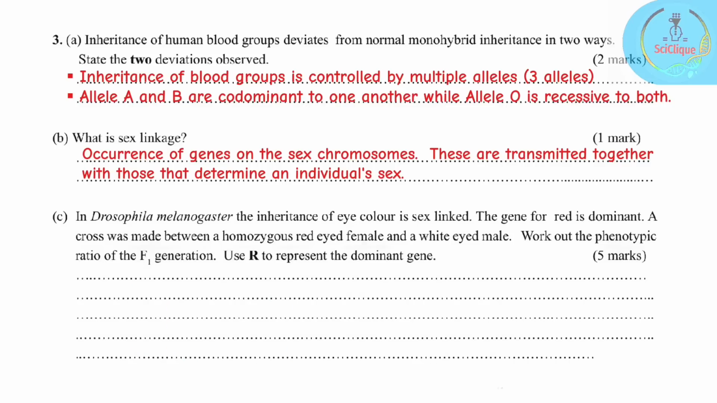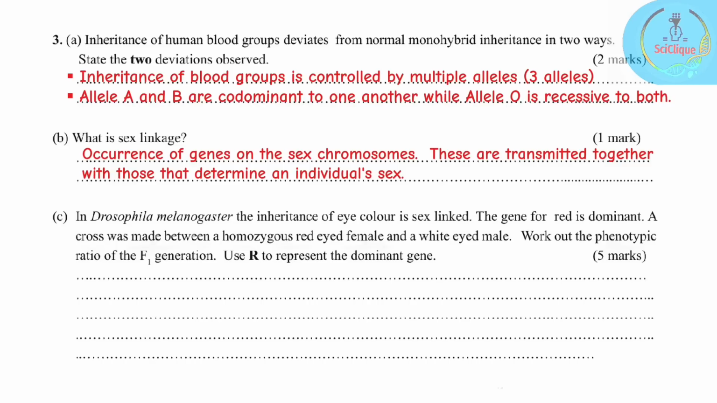Part C. In Drosophila melanogaster, these are the fruit flies, the inheritance of eye color is sex-linked. Okay, let's stop there. So this means that the alleles that are responsible for determining the eye color of the Drosophila melanogaster are present on the sex chromosomes. Are they going to be present on the X chromosome or the Y chromosome? X chromosome most definitely. Whenever you see a question such as this, and it's talking about eye color in fruit flies, then this allele is present on the X chromosome and absent on the Y chromosome.